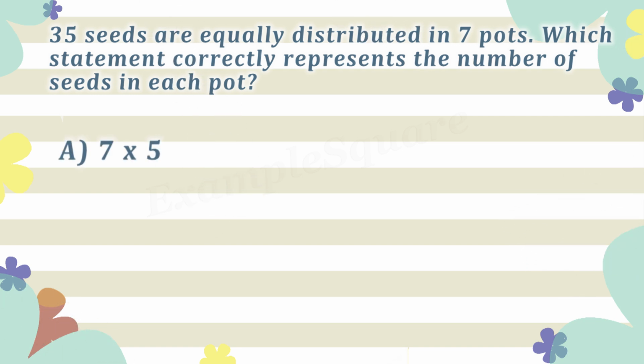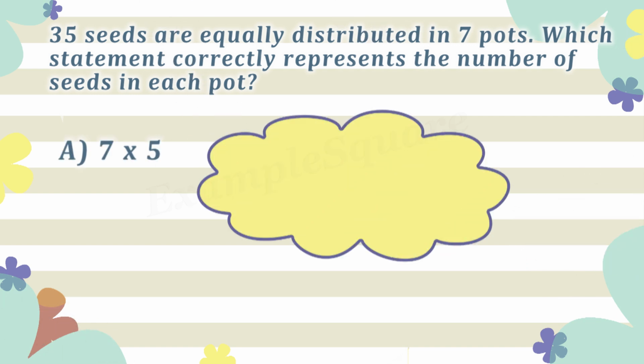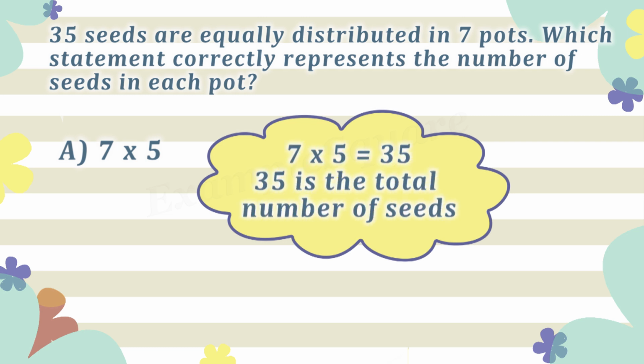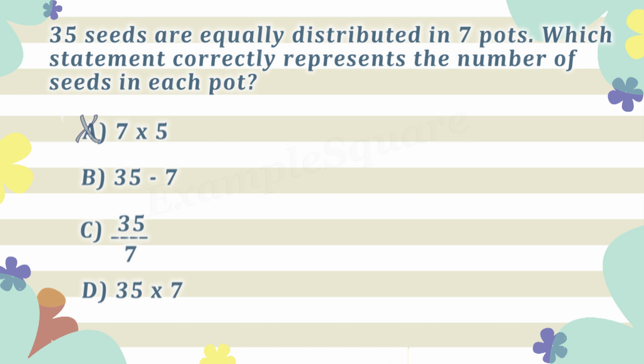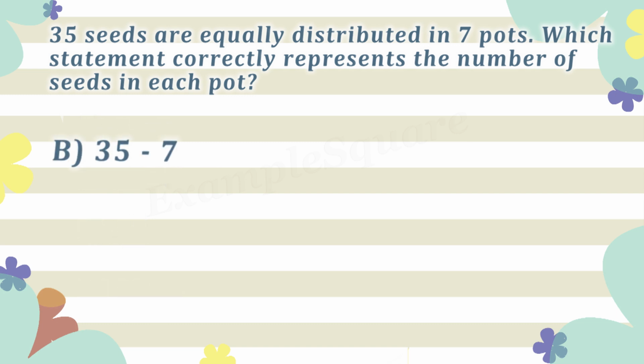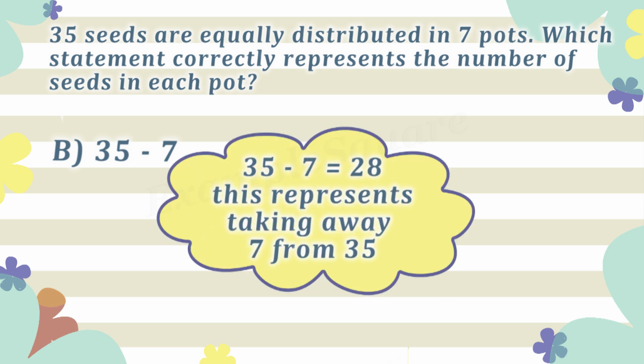Choice A is 7 times 5. 7 times 5 is equal to 35. 35 is the total number of seeds. So this does not represent the number of seeds in each pot. Choice B is 35 minus 7. 35 minus 7 represents taking away 7 from 35 and does not represent dividing 35 into 7 groups.